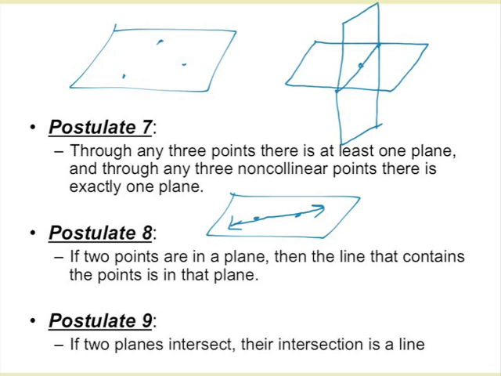If points are in the paper and you want to connect the dots, you have to do it on the paper where the points are. So that's what postulate 8 says. If 2 points are in a plane, then the line is in the plane too.